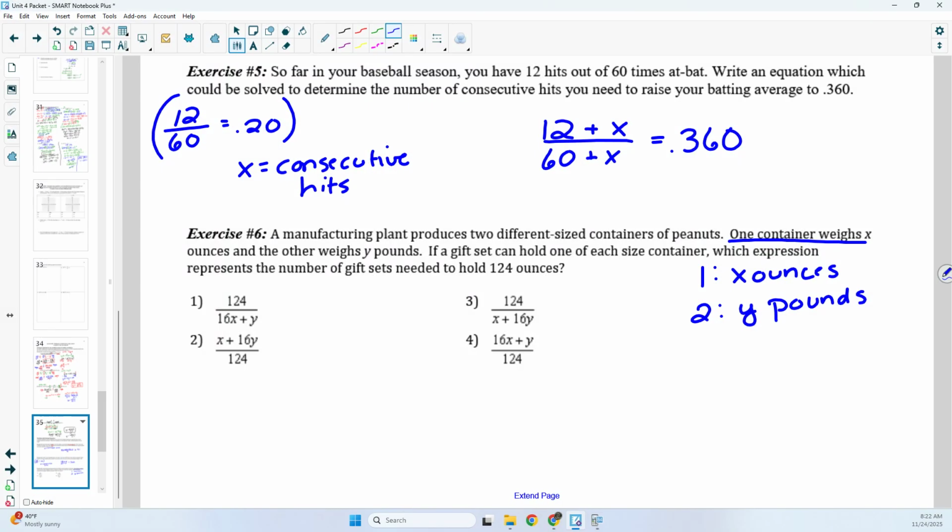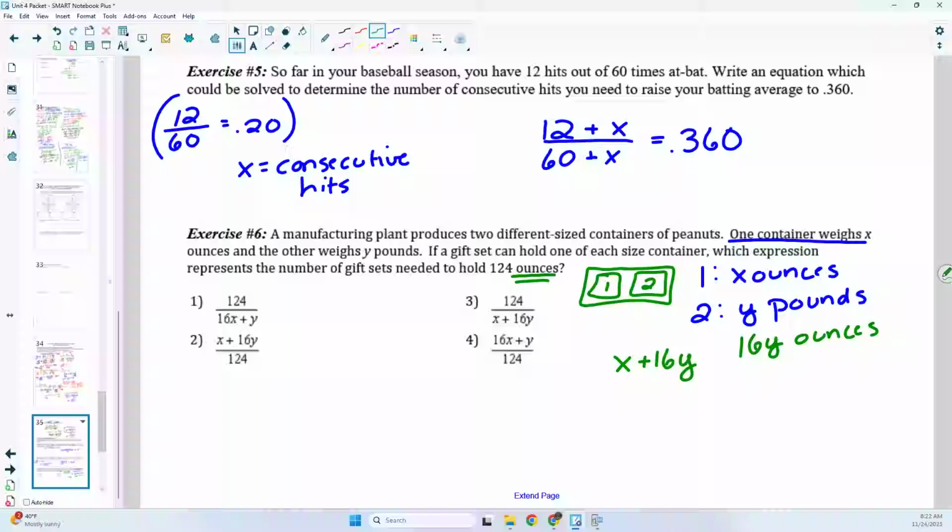So basically, if I have this container, right, I'm going to have a 1 in it and a 2. And we're going to say about how much can they hold. So container 1 holds X ounces, and container 2 holds Y pounds. But everything else is in terms of ounces. So if it holds Y pounds, it holds 16Y ounces, because 1 pound is equal to 16 ounces. Okay? So I know I'm going to have something with X plus 16Y. Okay, so if I look through my answers, I'm going to cross out anything with a 16X.